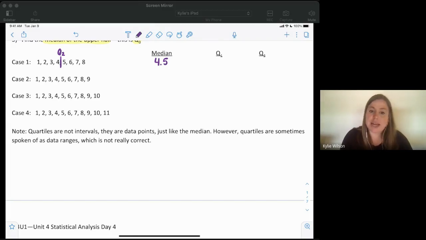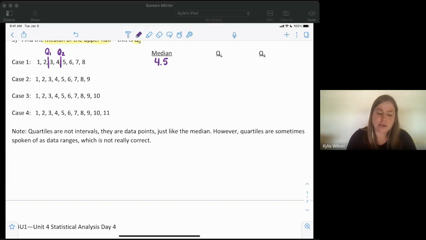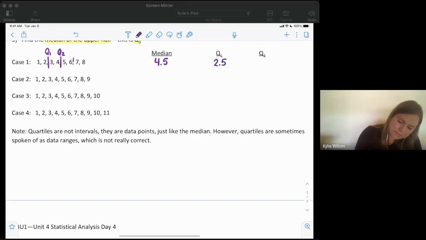Now to find our first quartile, what we do is look at all of the numbers on the left of our median or second quartile. With that data set, we're going to find the middle or the median of that half. So I'm going to split it in half down the middle, and that will be Q1. So Q1 is right between 2 and 3, so that would be 2.5. And then Q3 is right here in between 6 and 7, which would be 6.5.